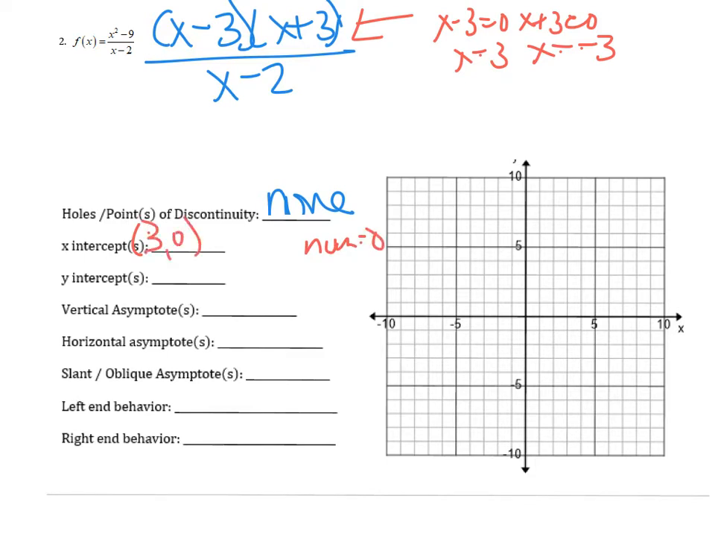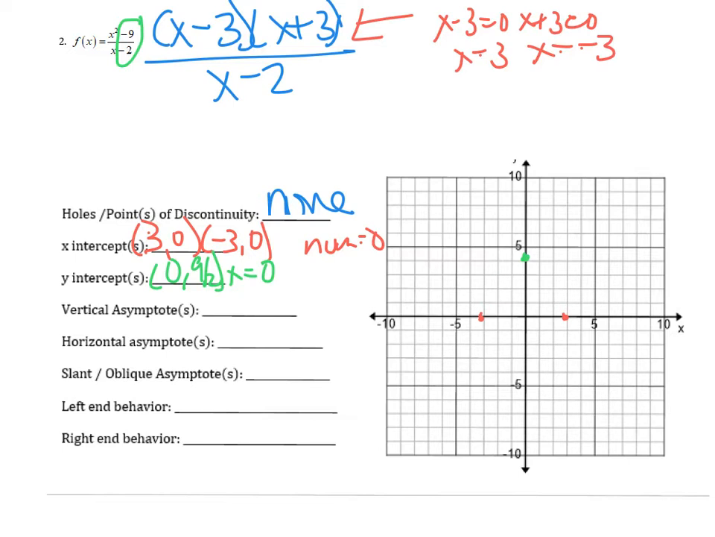3, 0, negative 3, 0. And then for the y-intercept, you set your x equal to 0. So really it's just going to end up being 9 halves, 0, 9 halves. Let me go and draw it in. So my x-intercepts are at negative 3, 0 and positive 3, 0. And my y-intercept is at 0, 9 halves, so that's 0, 4 and a half up here.